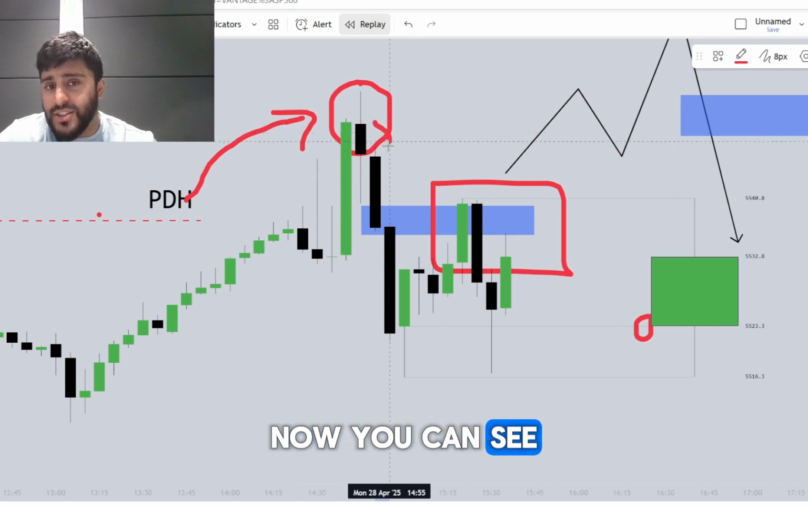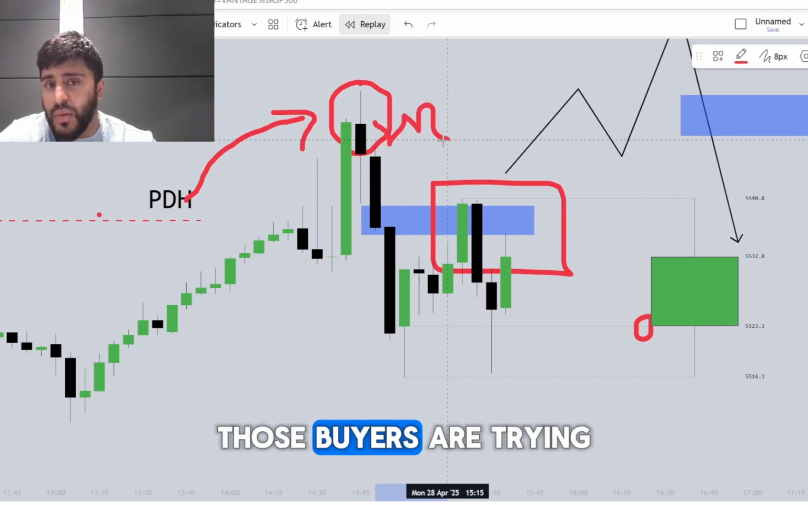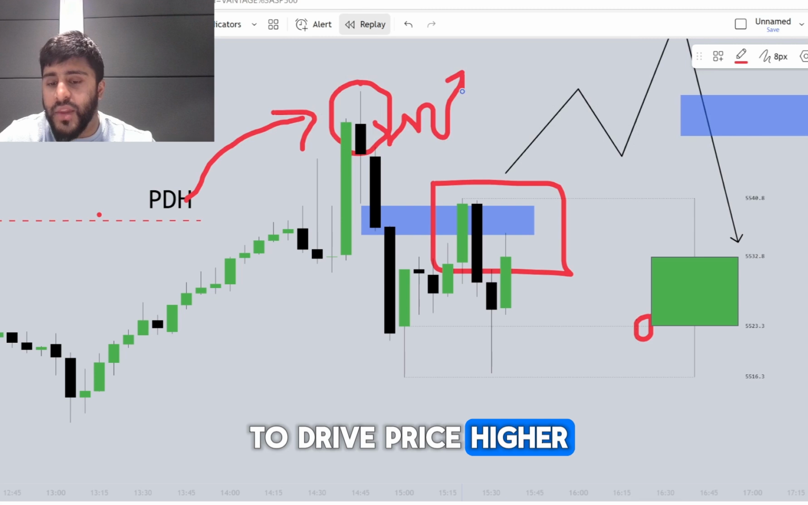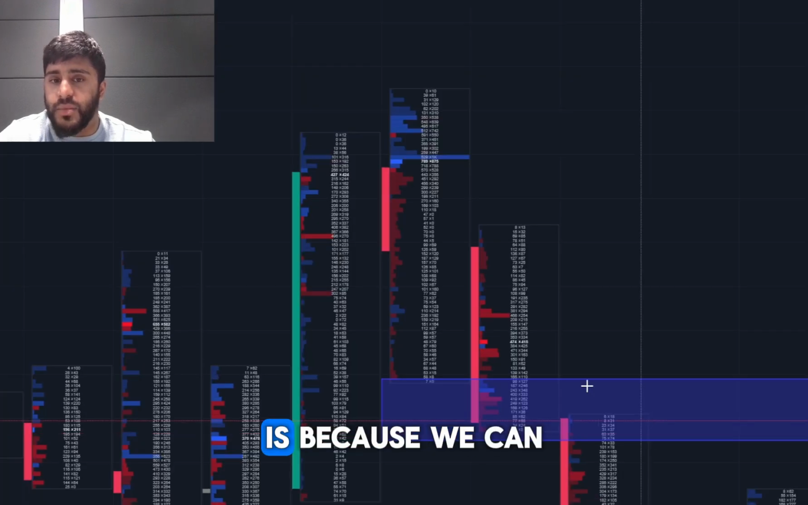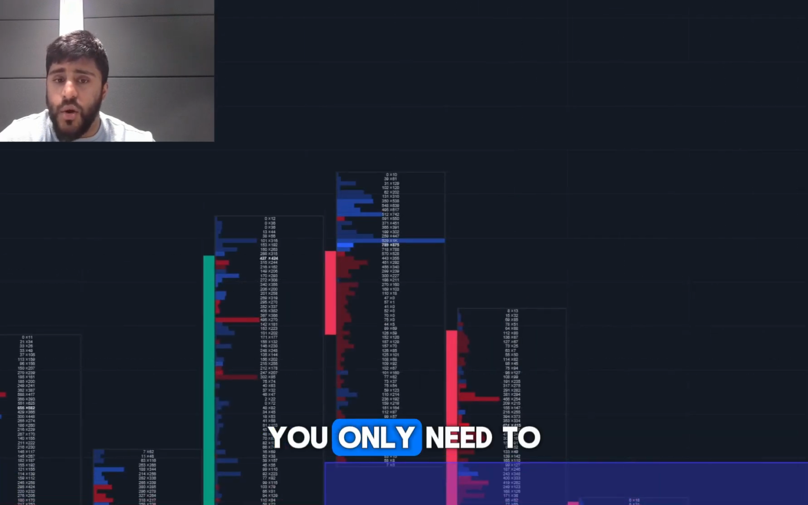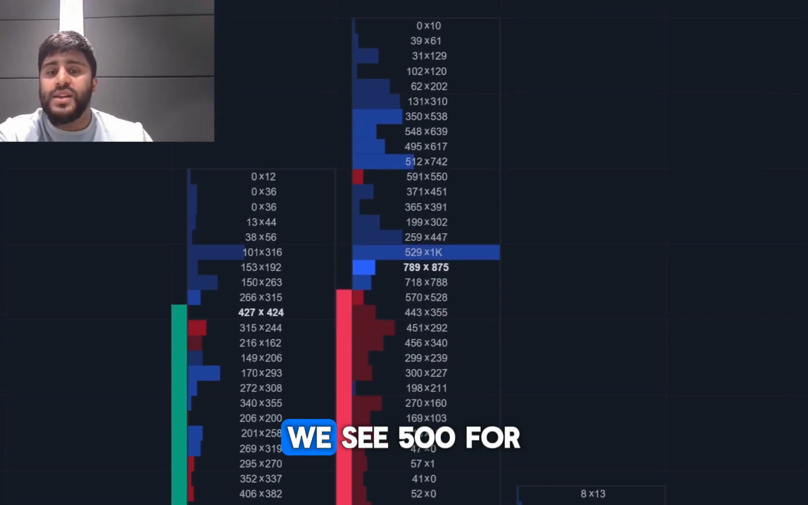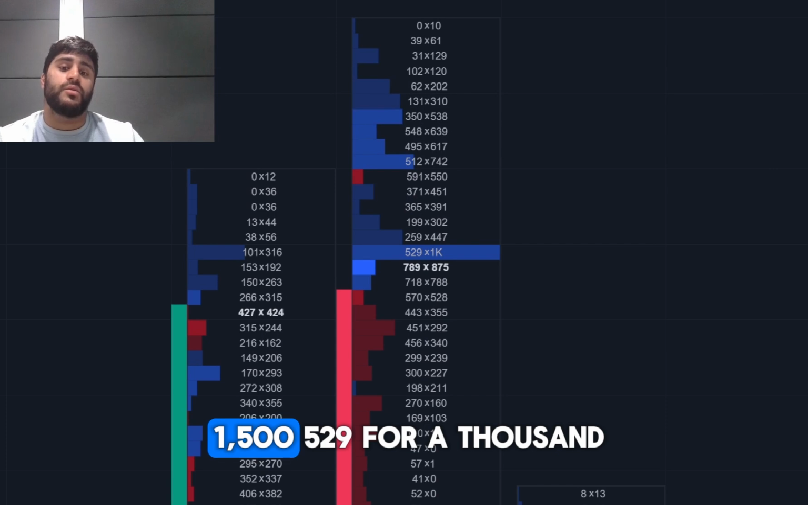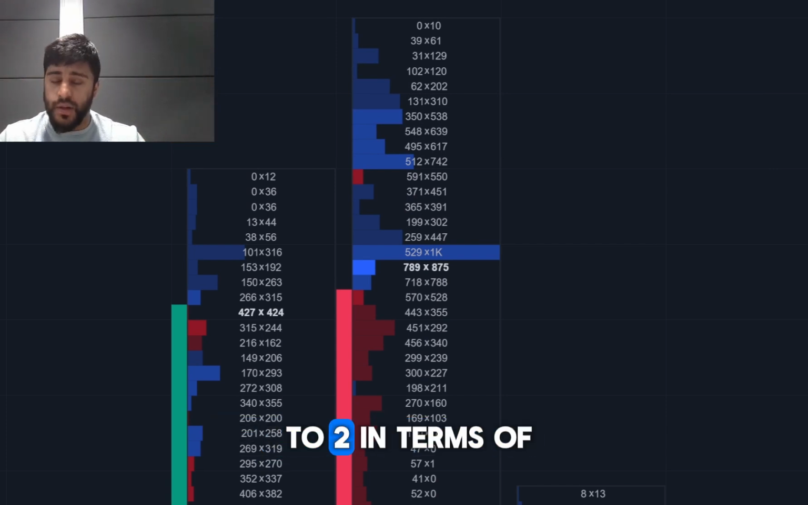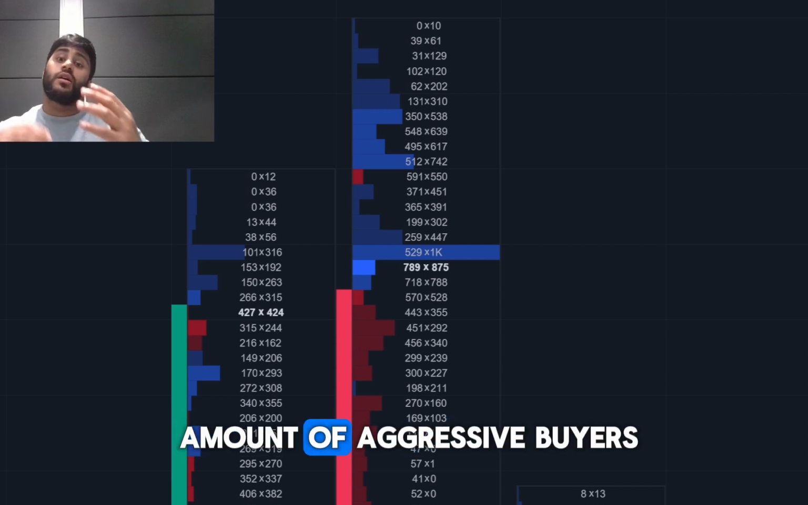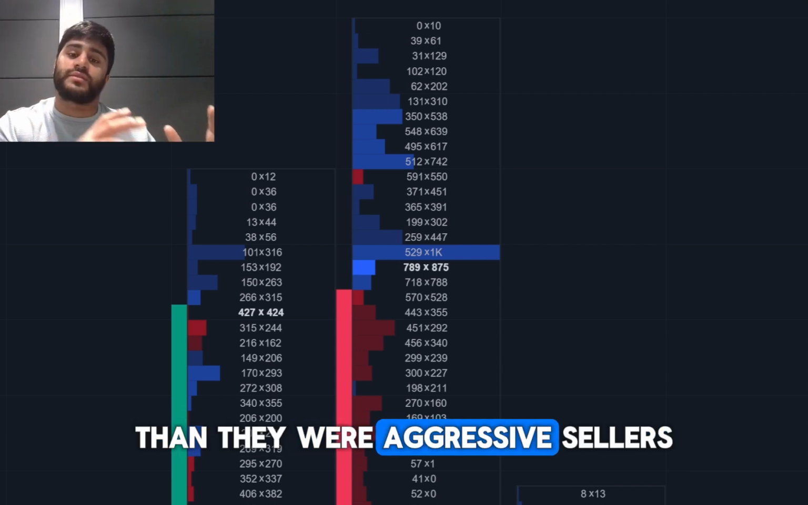So this high of day corresponds to where the previous day high was swept. Now, you can see so many buyers in this region. Those buyers are trying to drive price higher. The reason you see buyers over here is because we can see the blue delta. In fact, you only need to read one row to understand this. We see 500 for 1,000. 529 for 1,000. That's almost a 1 to 2 in terms of there were double the amount of aggressive buyers than there were aggressive sellers.